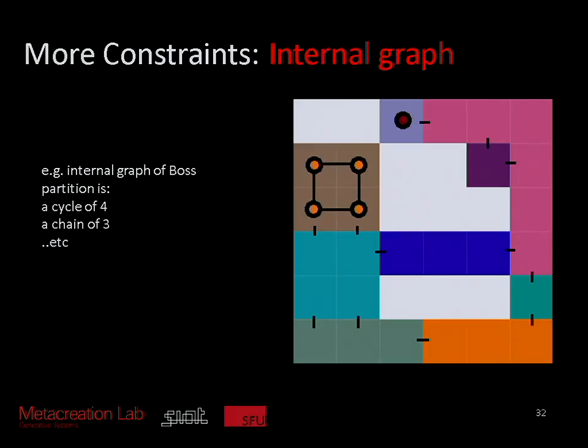And finally, you can also control the shape of the partition by controlling what's called the internal graph of each partition. So, for example, this partition has a graph that is a cycle of 4. That's the internal graph of it. We generated this particular level by saying I want the region, the partition that represents the POS mission, to be of this shape, to be a square, a cycle of 4, and this way you can control its shape.